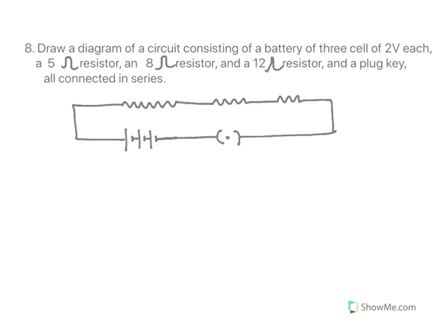Draw a circuit diagram consisting of a battery with 3 cells of 2 volts each. So here is a battery, 1 cell, 2 cells, 3 cells, 2 volts each, so the total will be 6 volts. A 5 ohm resistor, so this is my 5 ohm resistor, an 8 ohm resistor and a 12 ohm resistor, all connected in series, and a plug key. So this is the plug key. And the current will flow from positive to negative, same current, the voltage will be different.